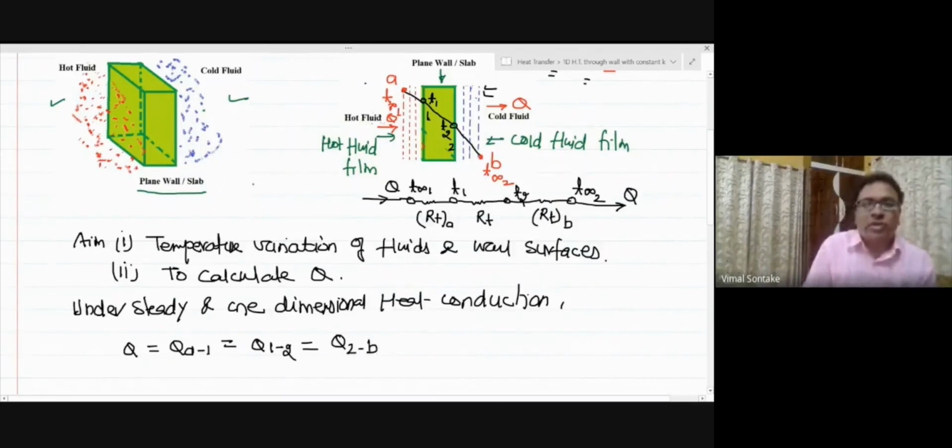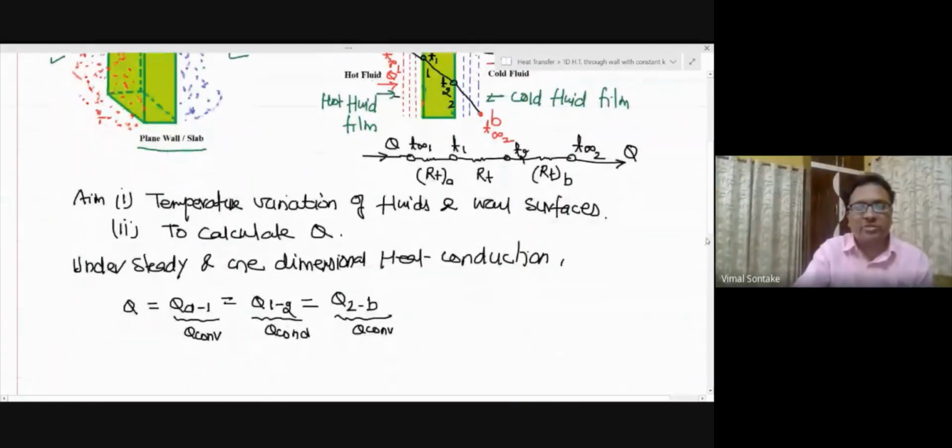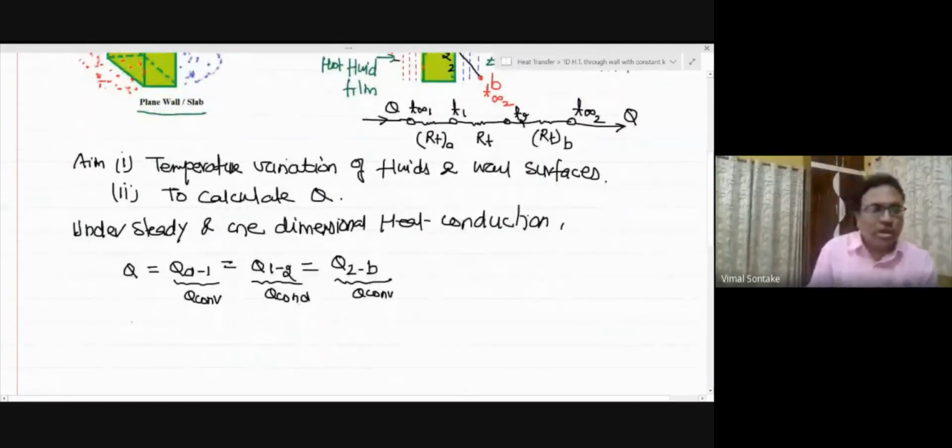Now we also know heat transfer from this hot fluid to the left surface will be by convection. So basically this QA1 will be by convection. Similarly, Q2B will be the heat transfer rate by convection, and this Q12 will be the heat transfer rate by conduction. That we know from the fundamentals of heat transfer and their mechanism. Now, I want to write the expressions for QA1, Q12 and Q2B.